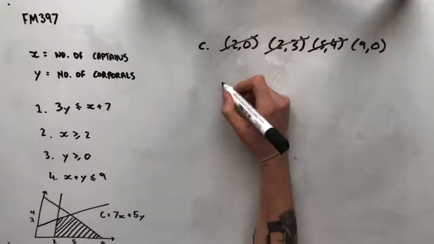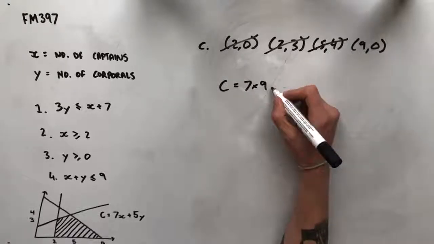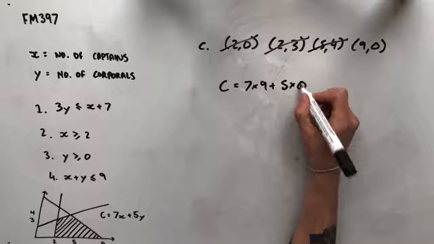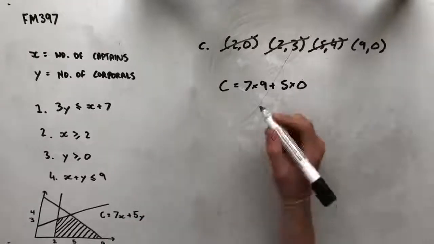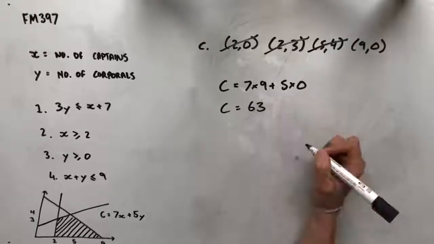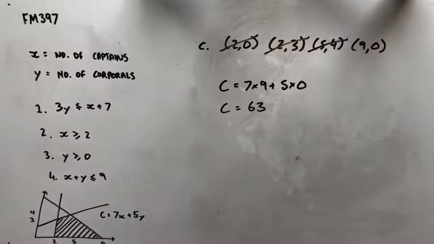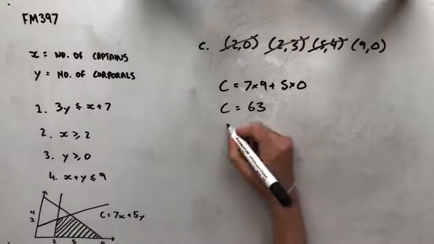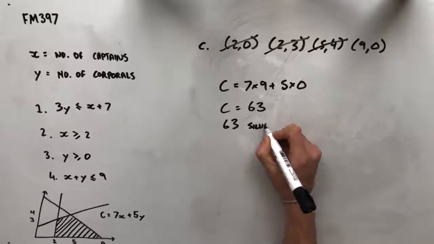If we plug it into our cost equation, C equals 7 times 9 plus 5 times 0. So we've taken this cost equation here and replaced the values with these coordinates. We should get C equals 63. 7 times 9 is 63, 5 times 0 is 0, so 63. So the maximum cost of the crown per shift will be 63 silver pieces.